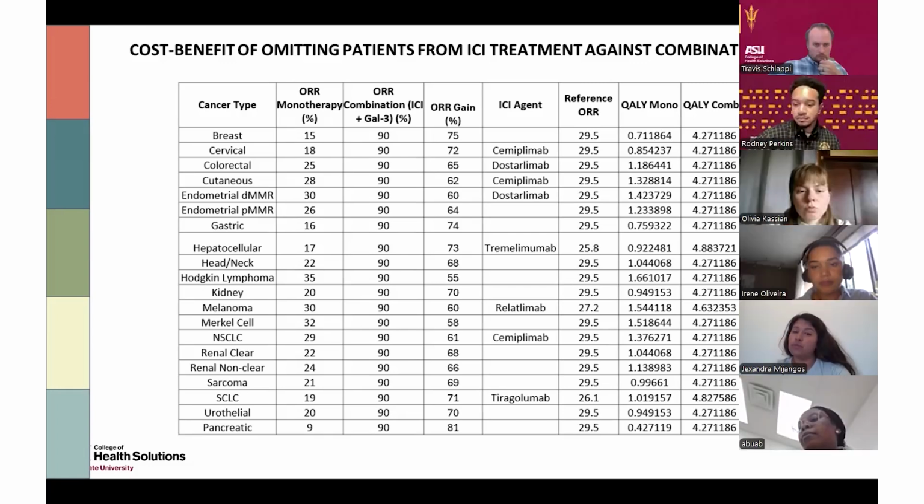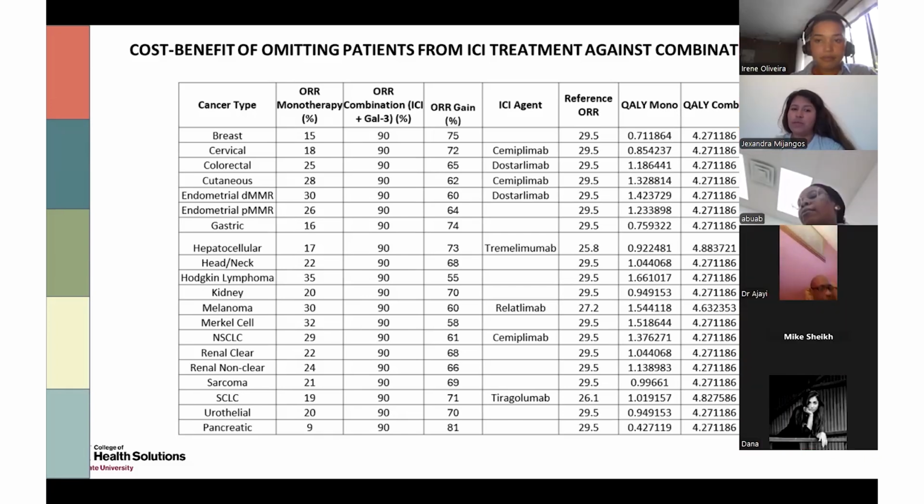So this is pretty much what this table is showing. And the main key of this is the combination therapy is going to deliver better results for the health of the patient and also for the price you're paying for the treatment. So monotherapy is less efficient and less economically efficient.